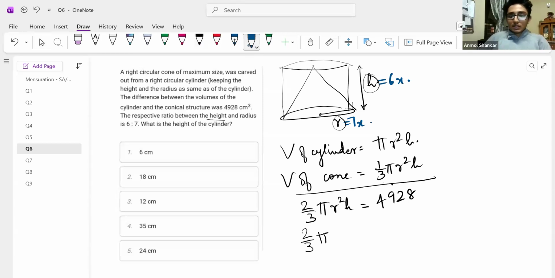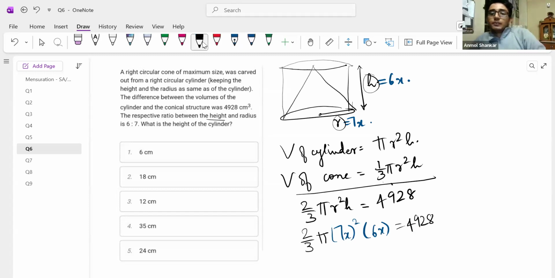So 2/3 pi, (7x) square, height is 6x, is equal to 4928. So find the value of x. Very simple, we just have to solve this equation.